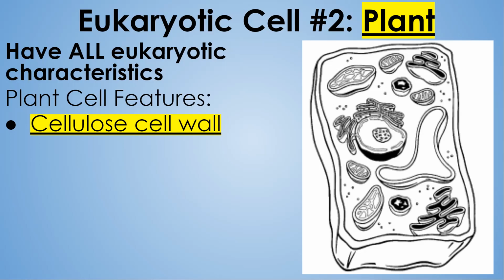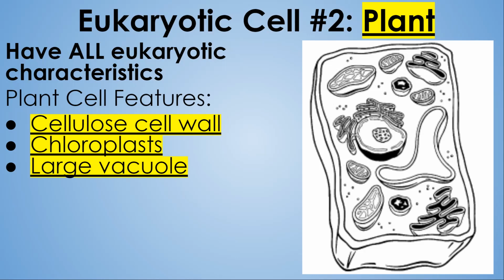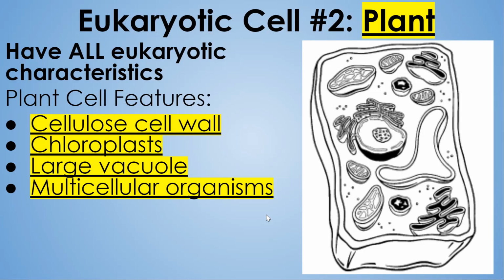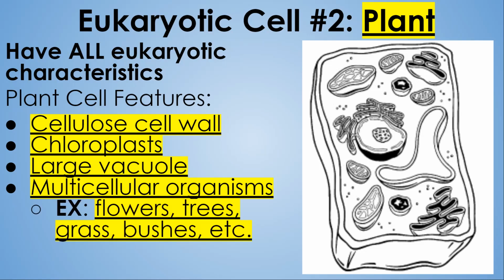They have cell walls, and their cell walls are made up of cellulose, so they're going to have cellulose cell walls. They do have chloroplasts because they can photosynthesize. They have a large central vacuole, and you can see that that's kind of typically near the nucleus. So that's going to be this thing, this big blobby structure over here. And they are also multicellular organisms, so made up of lots and lots of different cells. Some examples of plants are flowers, trees, grass, bushes, things like that.